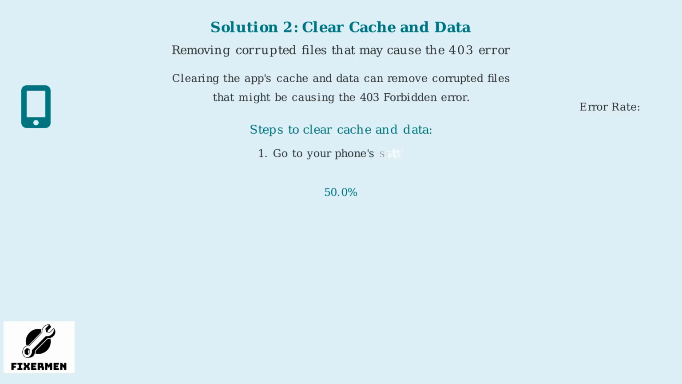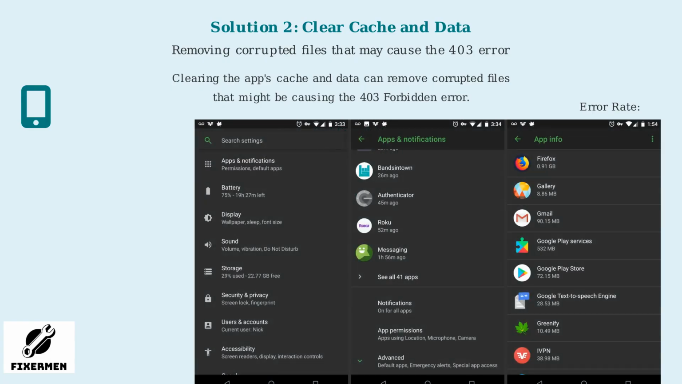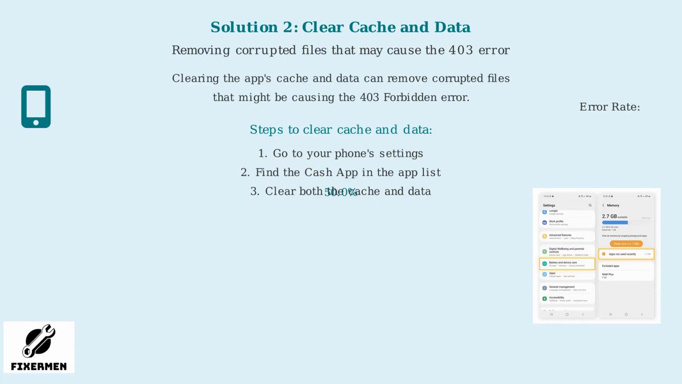To clear cache and data, start by going to your phone's settings. Navigate to the Apps section to find the Cash App. Once in the app list, locate Cash App and select it to access its storage options. From there, clear both the cache and data. This removes temporary files and app data that could be corrupted. After clearing, you may need to log back into the app. This solution often reduces error rates by removing problematic data.